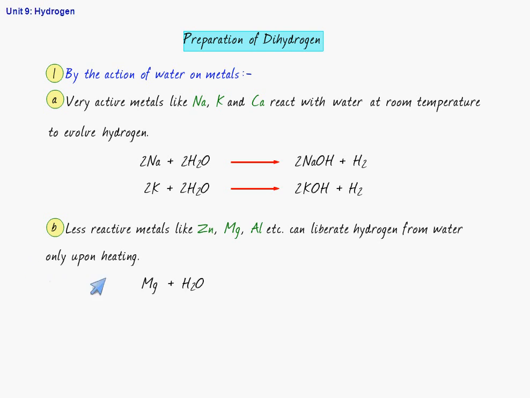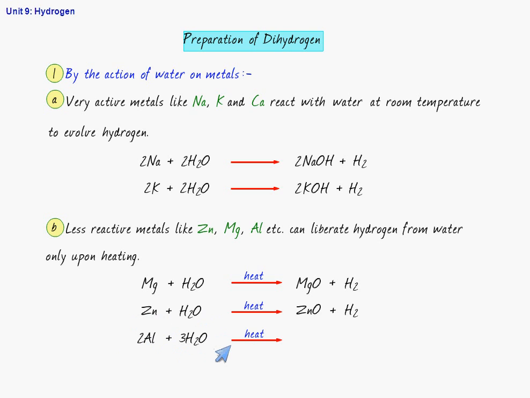So Mg plus H2O, on heating, gives MgO plus H2. Similarly, Zn plus H2O gives ZnO plus H2. 2Al plus 3H2O on heating gives Al2O3 plus 3H2.